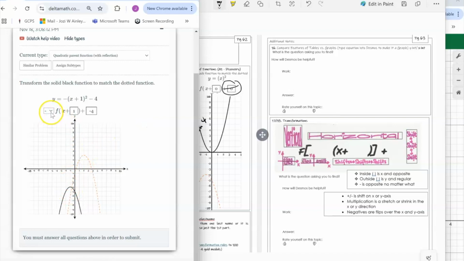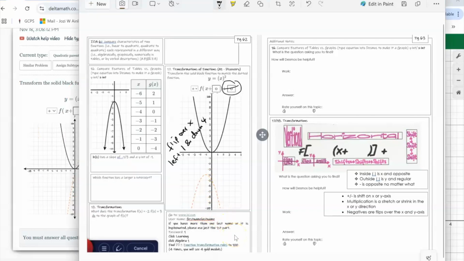Okay. Now let me reset this. Is there a way to reset this so I can actually do this question? I don't know if there's a way to reset it. Let's just delete. Let me see. All right, cool. Now I'm going to do this question. So the same thing here. So this one would have been negative outside. Then it should have been f of x +1 and then -4. That's what the rule would be to get it from this solid to this dotted.